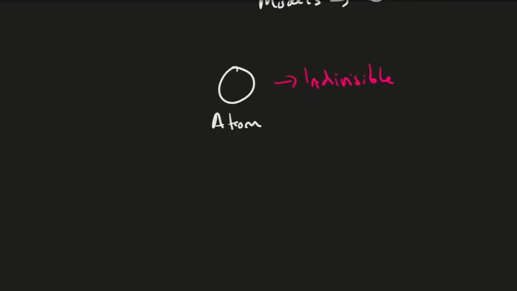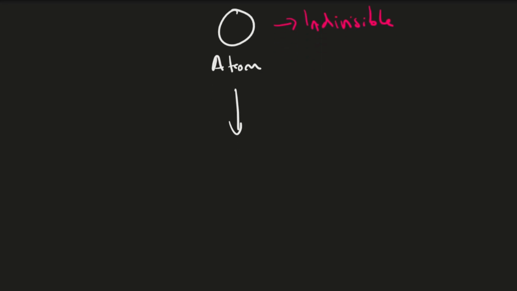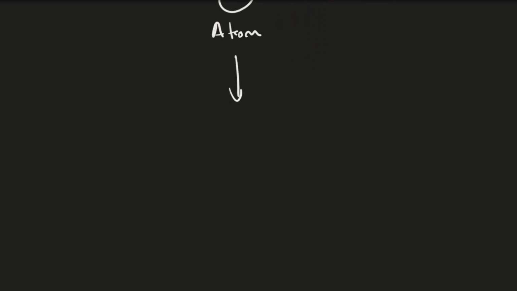And then we did some more experiments, and we actually discovered the electron. And when we discovered the electron, that changed how we thought the atom might look. And instead we developed what we call the plum pudding model. Now the plum pudding model is one that comes up quite a lot in your exams, so you should be familiar with what it actually means.